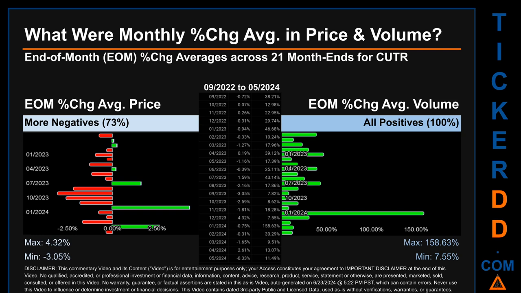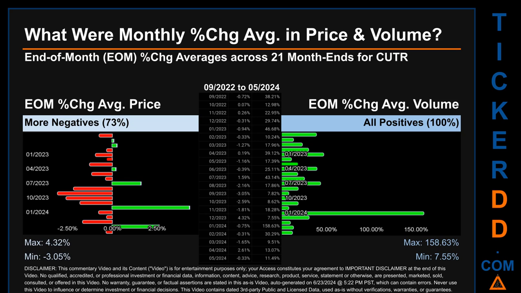From 09/2022 to 05/2024, out of 21 month ends, 16 had a negative percentage change in average price. Meaning 73% of month ends saw a negative percentage change in average price. In terms of volume, 21 out of 21 month ends had a positive percentage change. That is 100% of month ends saw a positive percentage change in average volume.